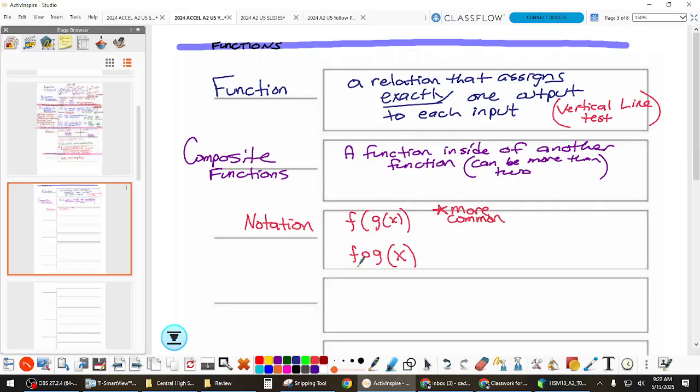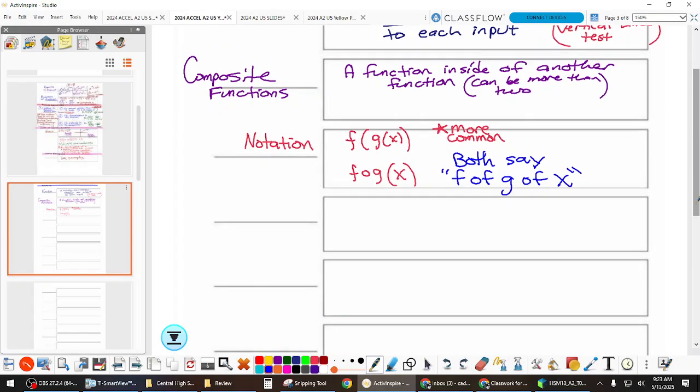Both of these, you don't say "fog"; both say f of g of x. Okay, so some function f, we plug whatever function g in for each x. So we say that, and here's what it means. I'm just going to keep on going in this box. And this, what I'm about to write, is pretty critical for understanding how these work.